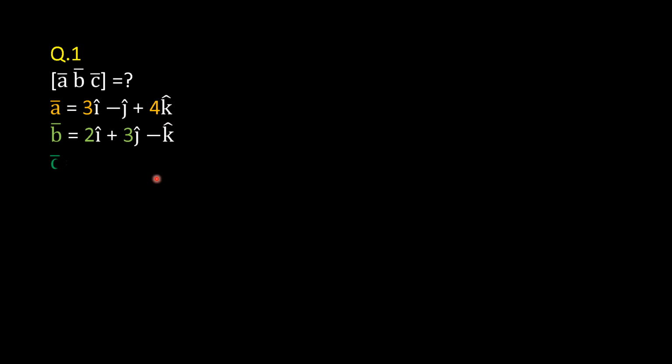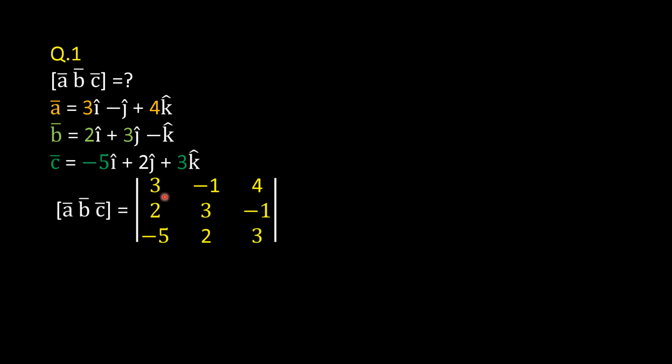Now that we have understood the concept of scalar triple product and its properties, we will solve some examples on it. So the first question is, we have to find box a bar b bar c bar, where a bar is 3i minus j plus 4k, b bar is 2i plus 3j minus k, c bar is minus 5i plus 2j plus 3k. We have box a bar b bar c bar equals the determinant with rows a1 a2 a3, b1 b2 b3, c1 c2 c3. We will solve this determinant.